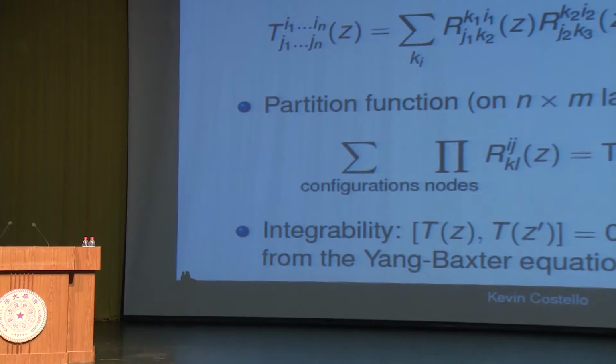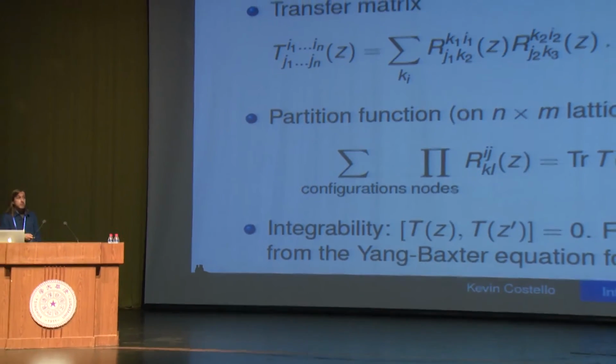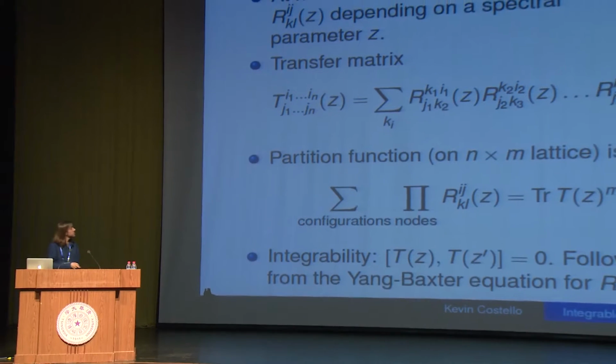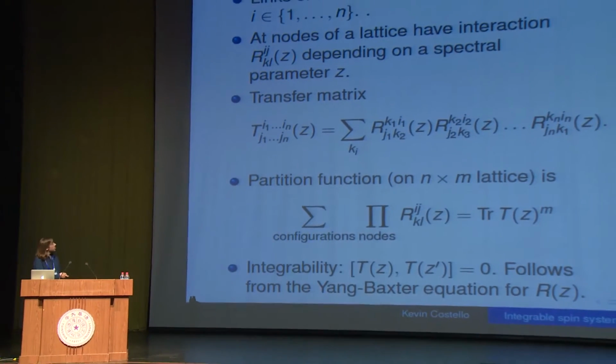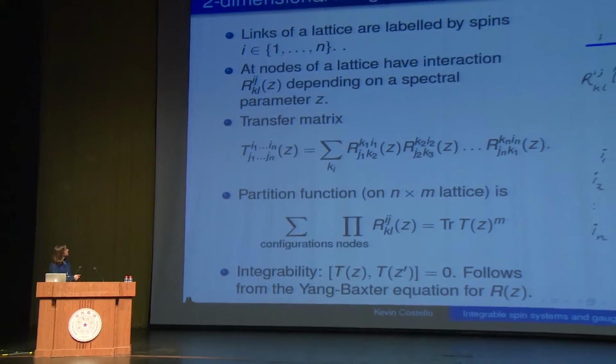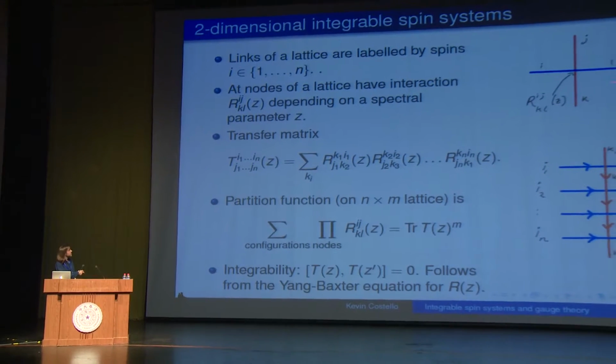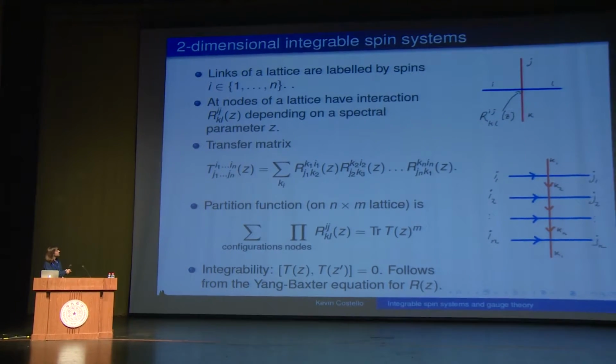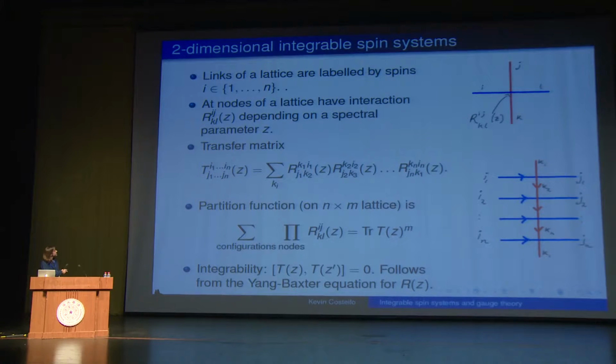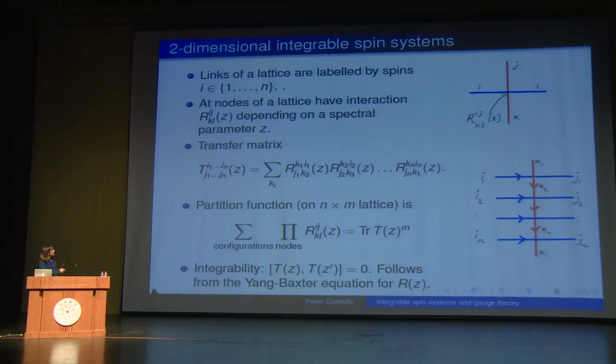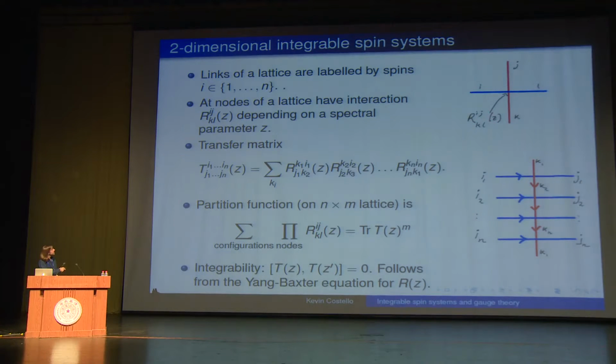This is a story developed by Baxter and Yang and Onsager and others. So we're going to consider a two-dimensional lattice, and the links of the lattice will be labeled by spins, as shown. And at the vertices of the lattice, we will have an interaction between the spins, like a Boltzmann weight, which depends on the spectral parameter z.